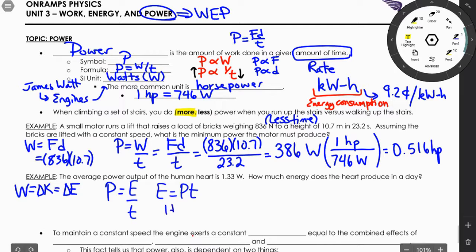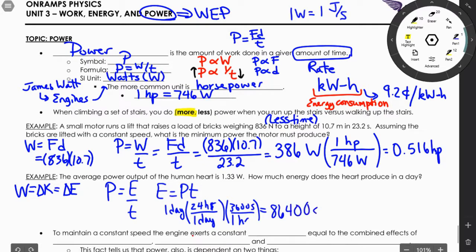So it's going to be energy equals power times time. But you have to convert 1 day to seconds, because really 1 watt is 1 joule per second. So I need my time measured in seconds. So 1 day, there's 24 hours in a day. You can go the minute route, but you can say in 1 hour there's 3,600 seconds, which tells me that there's 86,400 seconds in a day.